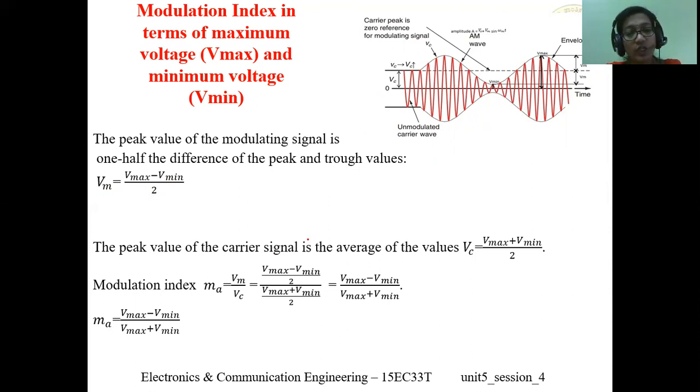Similarly, you can represent the peak value of the carrier signal. Here, this is Vmax, from the reference to Vmax. So this is completely Vmax. This is actually 2 times Vc, so Vc is (Vmax plus Vmin) divided by 2. This is V maximum plus V minimum by 2. Fine. Next.